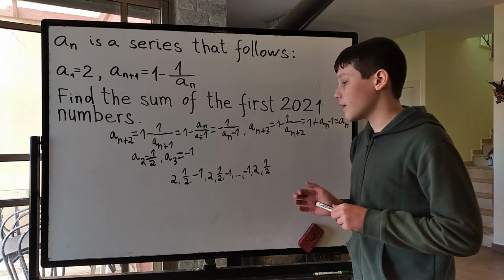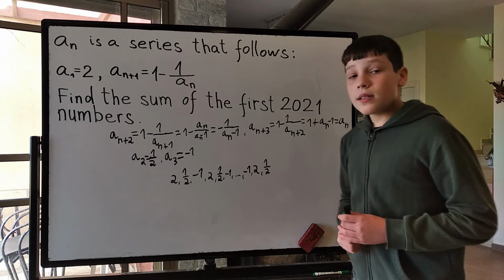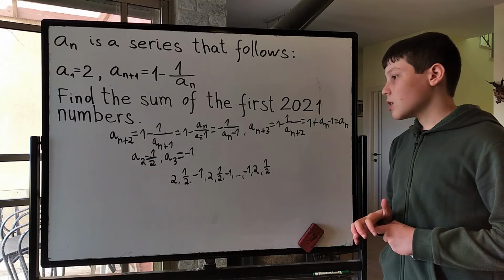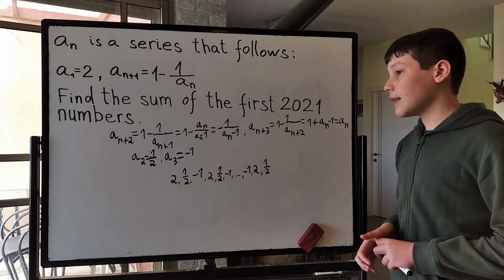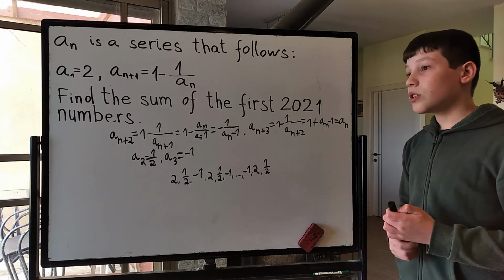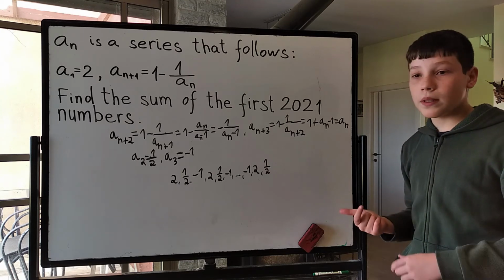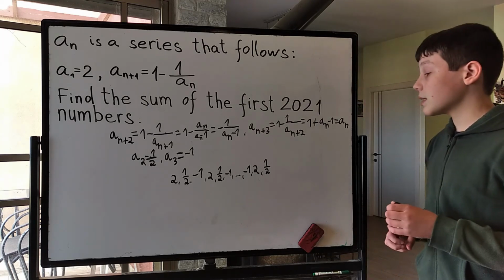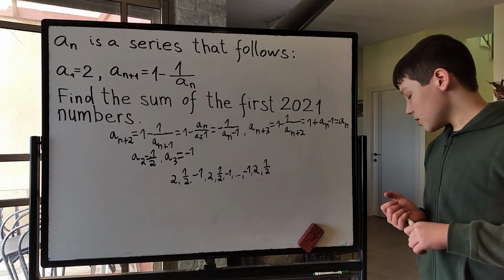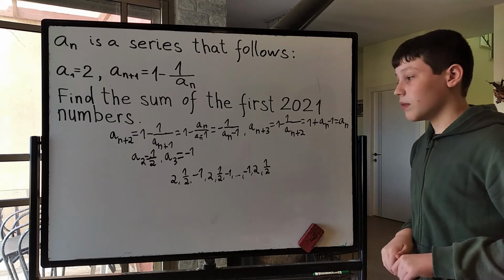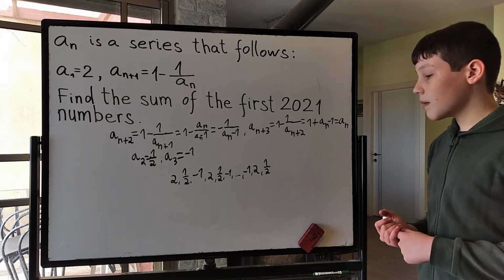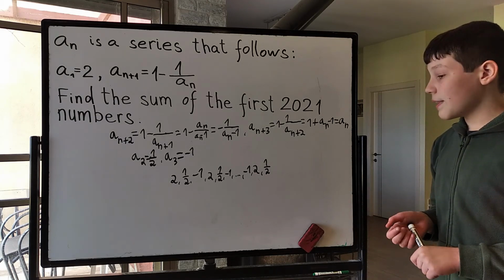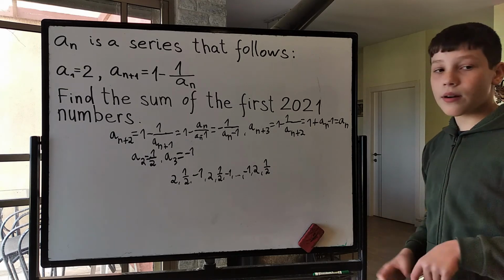Now let's calculate their sum. First things first, we know that the first 2019 numbers end in negative 1 and 2019 is divisible by 3, so we can split 2019 into triplets, specifically 673 triplets, since 3 times 673 is precisely 2019. And the sum of each triplet is the same: 2 plus a half minus 1, which is 1.5. And then we'll have 673 times that sum.